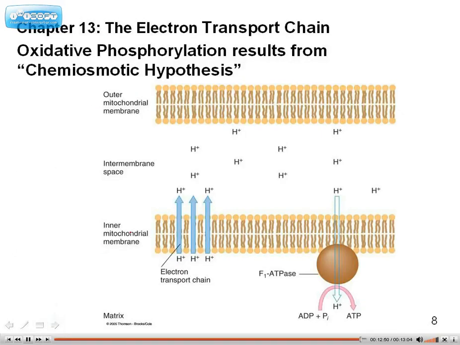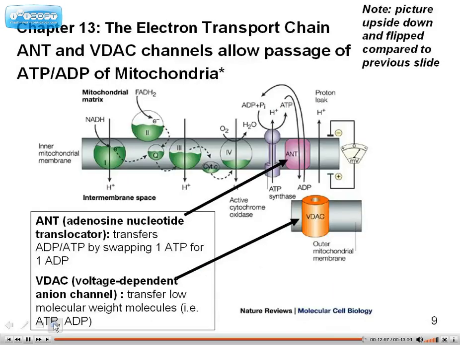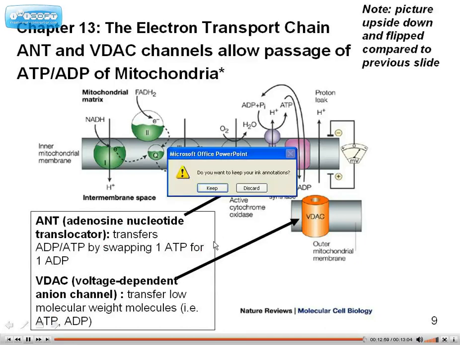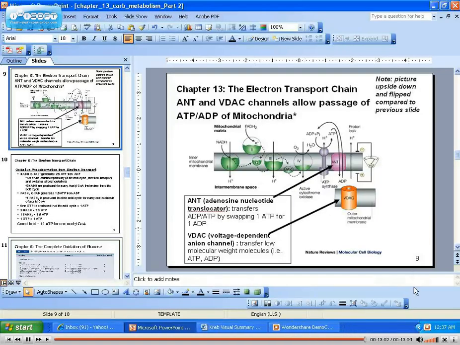Here's another picture summarizing it. Electron transport chain, hydrogen ions passing through, oxidative phosphorylation. And that summarizes this portion of the slides.